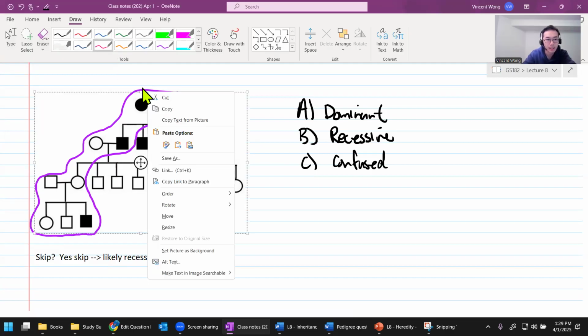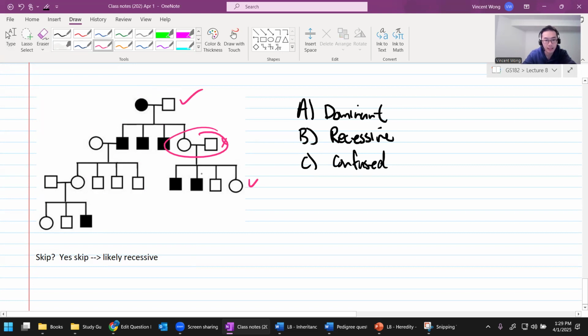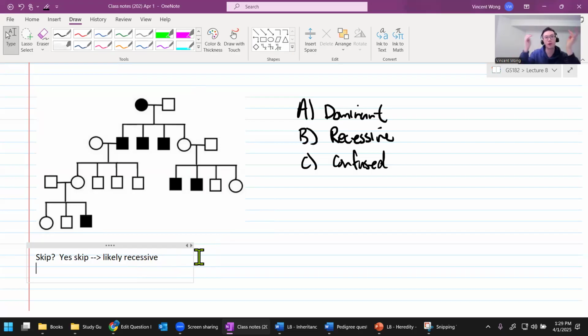And then right here, we have another family. So again, it's disappearing, right? And if you look at the far right here, it's there, it's not there, and then it's there again, right? So again, there's a little bit of skipping here. So it's likely recessive. And then we look for other things that would either confirm it's recessive or something that would say definitely not dominant.